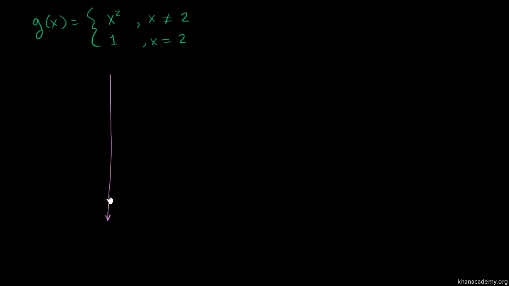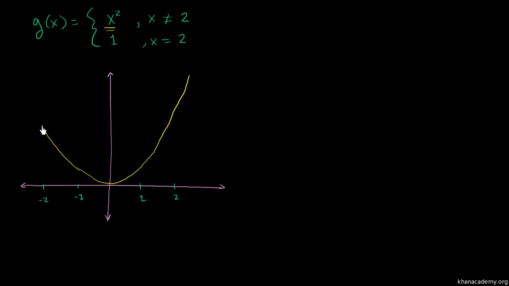But let me graph it. So this is my y equals f of x axis. This is my x axis right over here. Let me draw x equals 2. Let's say this is x equals 1. This is x equals 2. This is negative 1. This is negative 2. And then let me draw. So everywhere except x equals 2, it's equal to x squared. So it's going to be a parabola. Let me draw a better version of the parabola. So it'll look something like this.